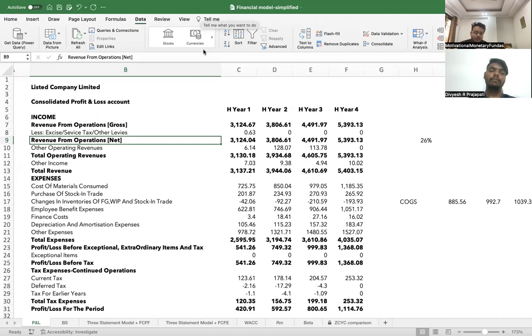JP Morgan has one intrinsic value for a company A. Morgan Stanley has a different value. Goldman Sachs has a different value, right? Some companies are saying to buy that share, some companies are saying to sell off that share, and some companies are posting a neutral target, buy or hold, right?